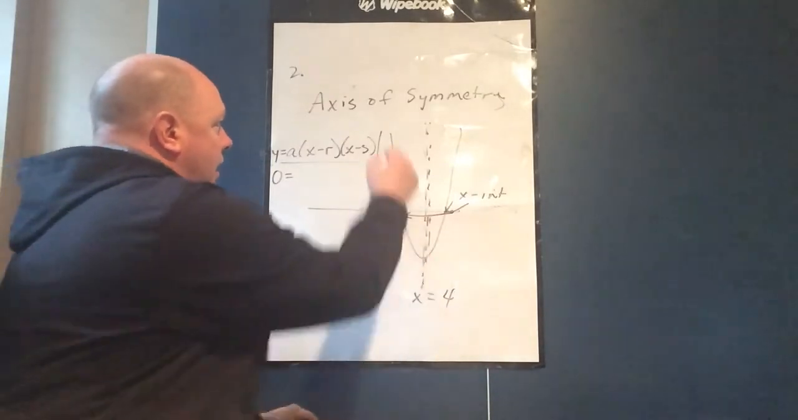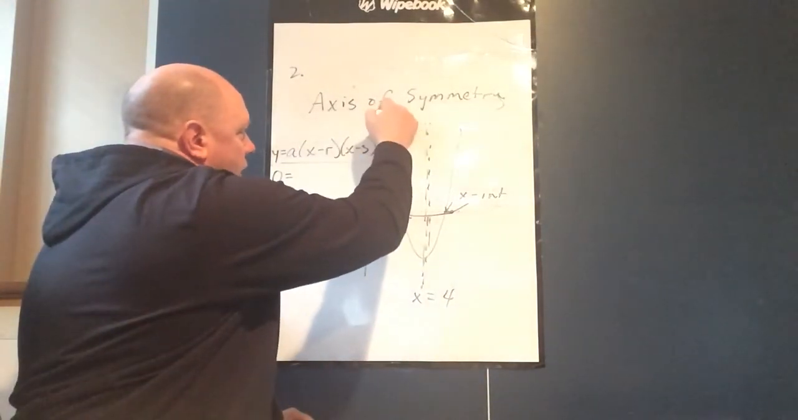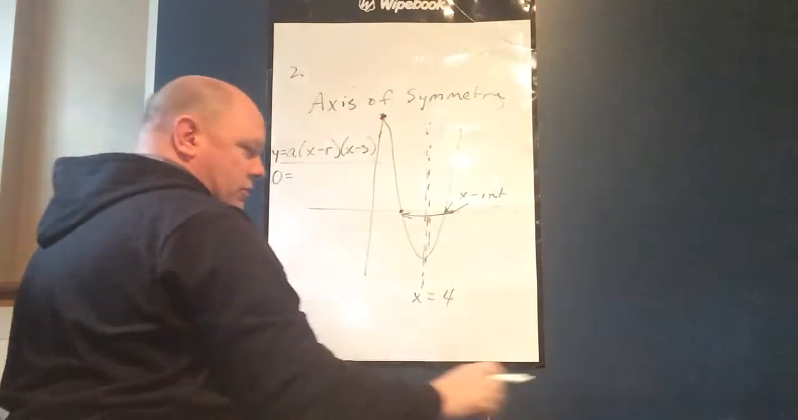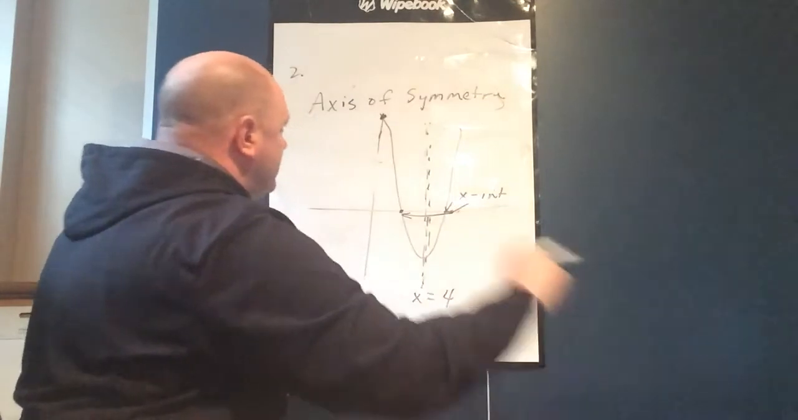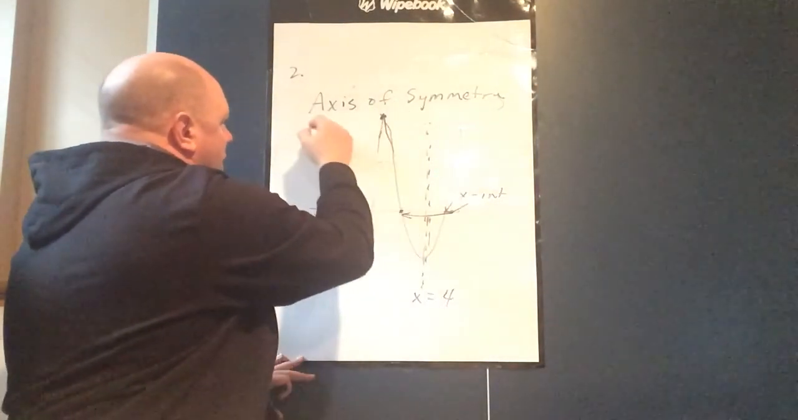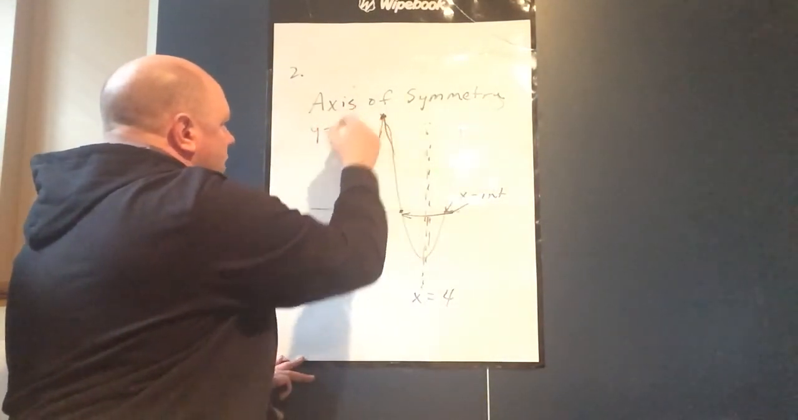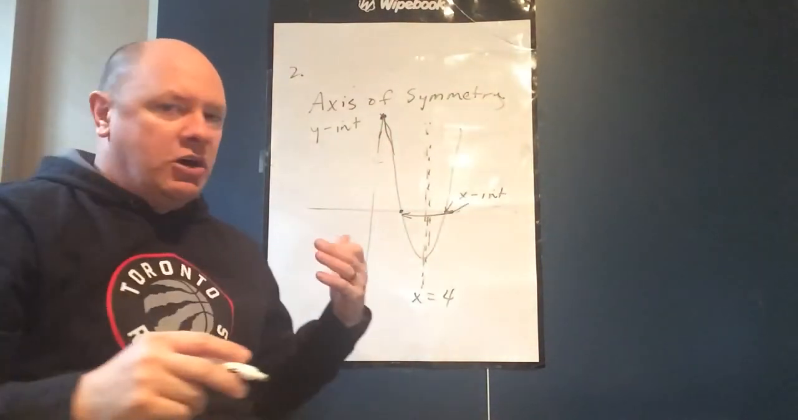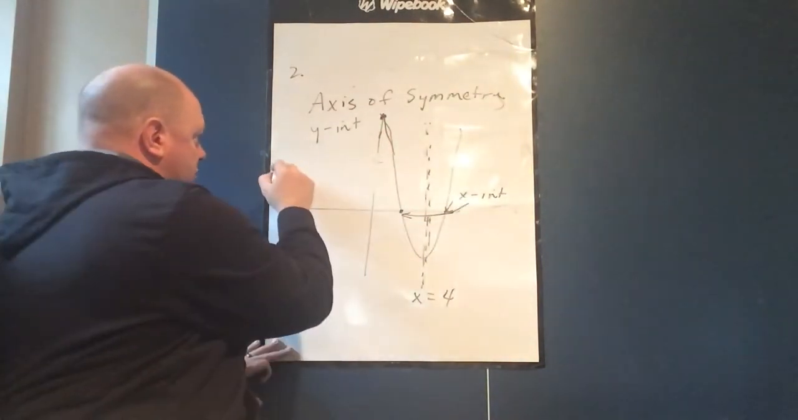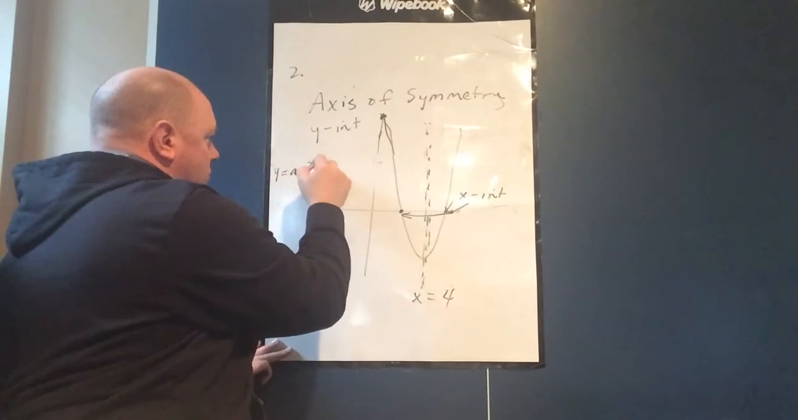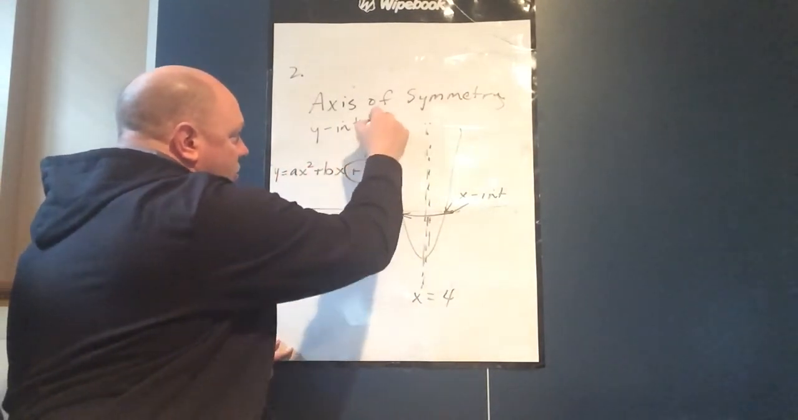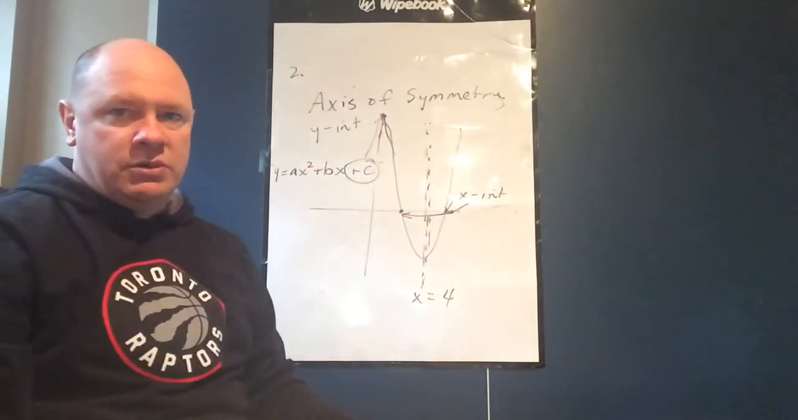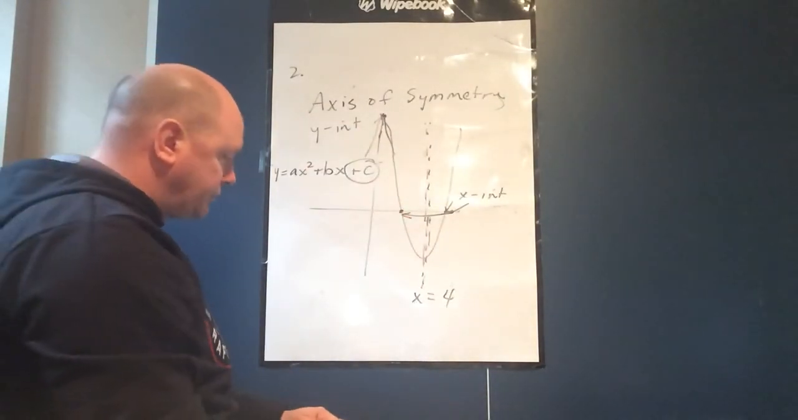Okay, we look up here. We look at our y-intercept. In this case, our y-intercept is the value right here that we see going through. This can be found on our standard form. Our standard form is ax squared plus bx plus c. Our c value is my y-intercept. I can see it in that format.